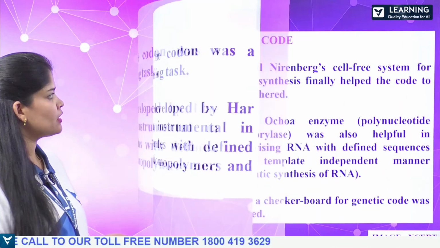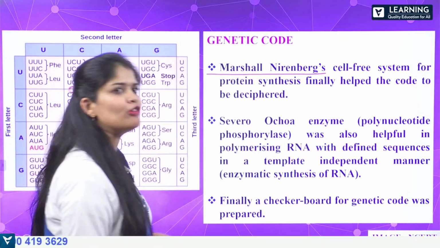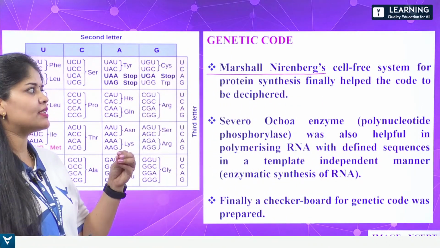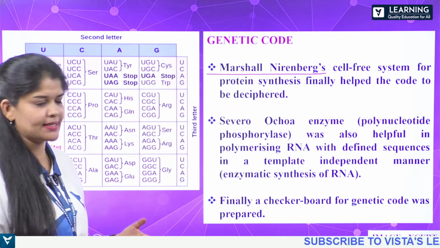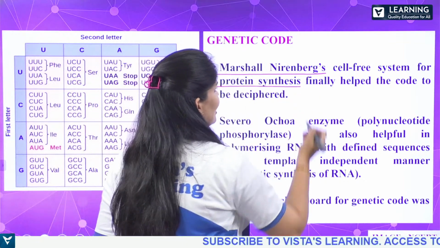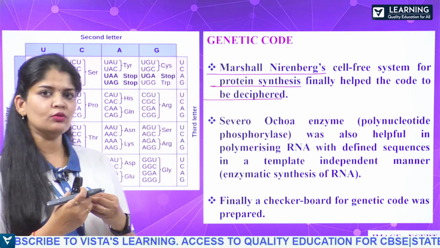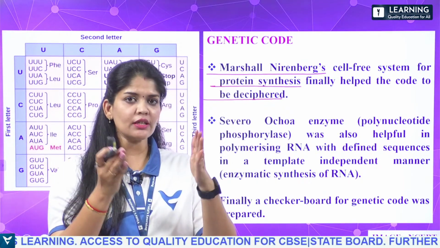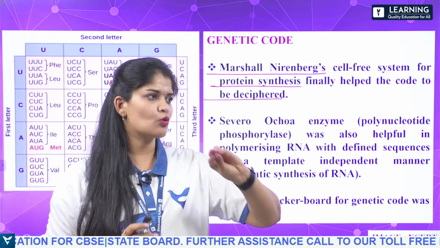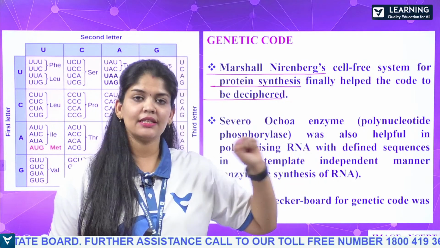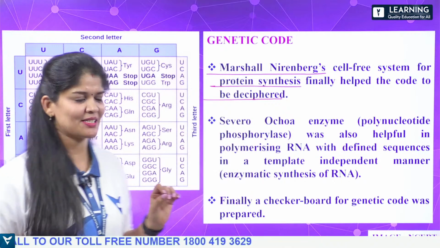Right? Along with him, Marshall Nirenberg's cell-free system. By using laboratory techniques, he was able to construct a cell-free system for protein synthesis and finally helped the code to be deciphered. We are now able to understand in what combinations these nucleotides are going to sit, and that is coding for a single amino acid. In that, out of a total of 64 codons, how they are going to code for a total of 20 amino acids.